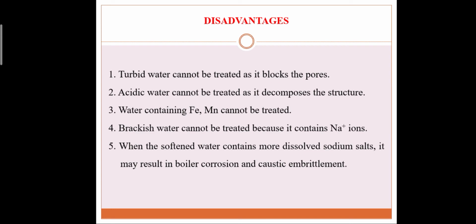The disadvantages of a zeolite process are given here. We cannot treat the turbid water because it blocks the pores of the zeolite bed. Acidic water cannot be treated because the structure of the zeolite will get decomposed. Water containing iron and manganese cannot be treated because regeneration is very difficult. We cannot use this method for softening brackish water also because it contains Na+ ions. So ion exchange will not occur.